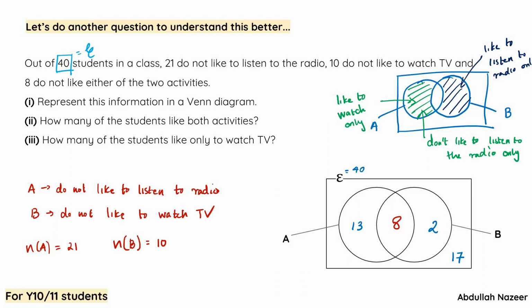Now that we understood that, I'm just going to remove this tag off. Now the overlapping region says do not like both of the activities. That means the outside region should mean that they like both the activities. Now if you go back to the question, how many of the students like both the activities is 17. So let's write that down.